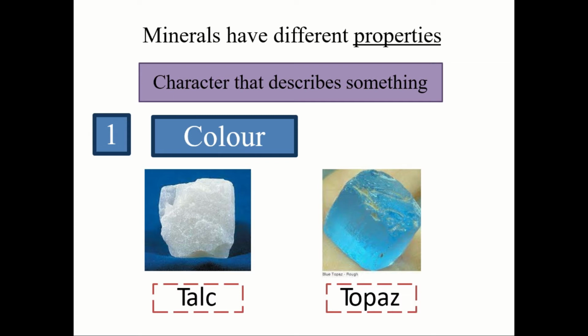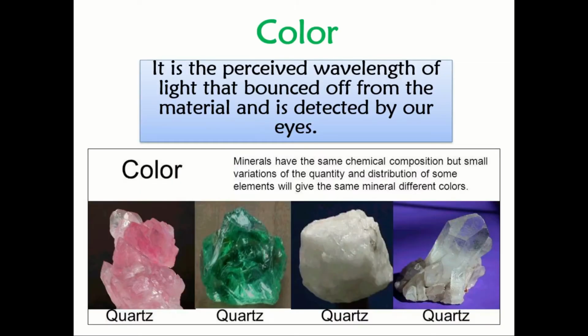We have talc and topaz. They both have a different color. As you can see, talc is white, while the topaz is blue. From that we can see already that they are different based on their appearance, which is the color. So we can differentiate each mineral by its color. Color is the perceived wavelength of light that bounces off from the material and is detected by our eyes.